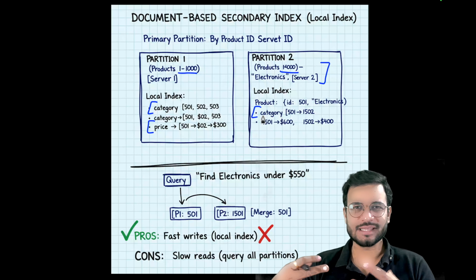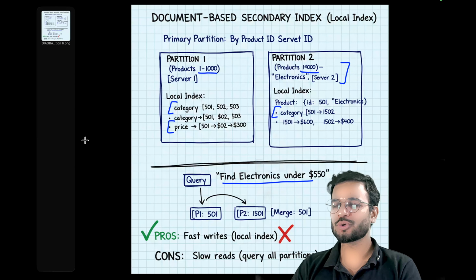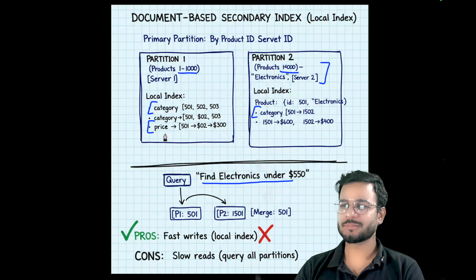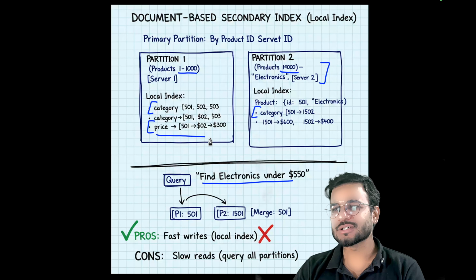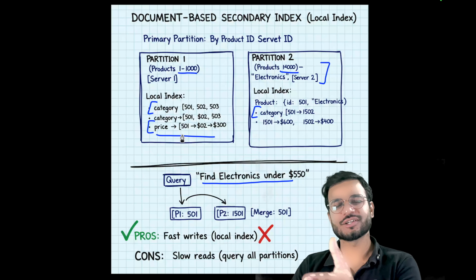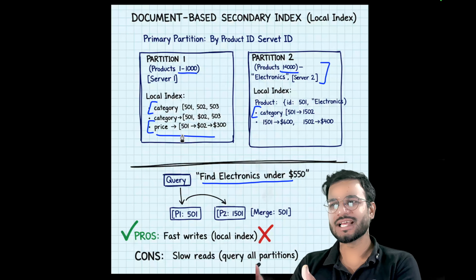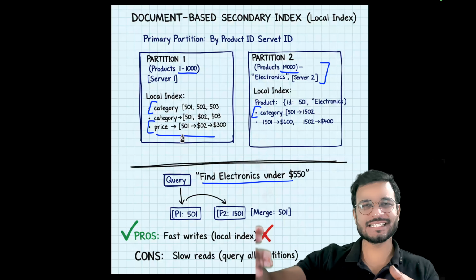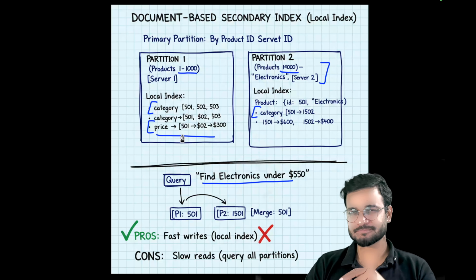So for example, when we want to find electronics under 550, we go to partition 1 and do a binary search or a range-based search and get all the products that are below $550. Similarly, we go to partition 2 and get the data which is lesser than 550. The search becomes easier. We don't have to go to each and every row and search it.